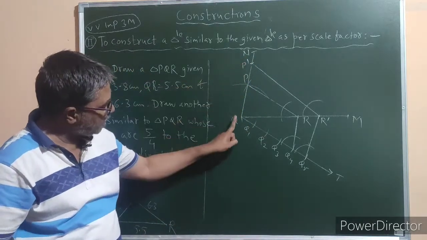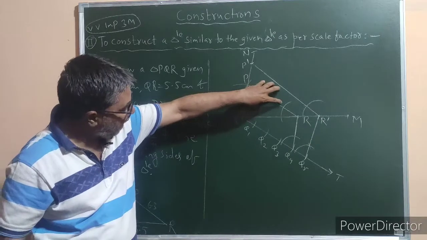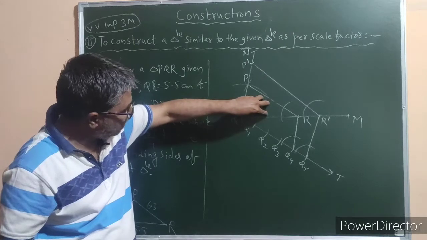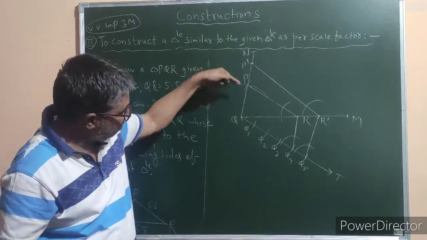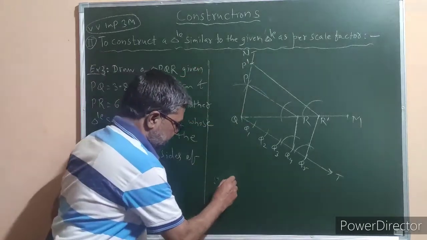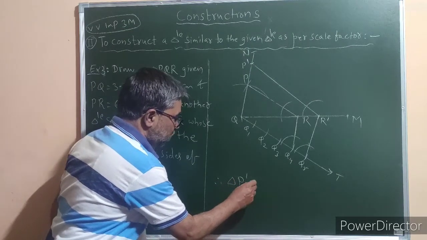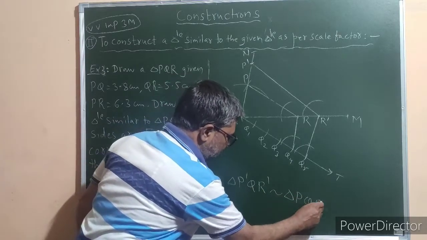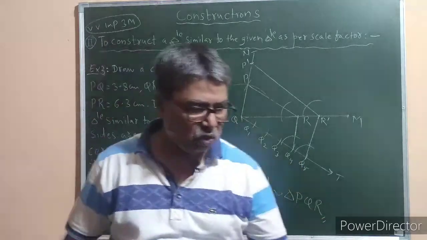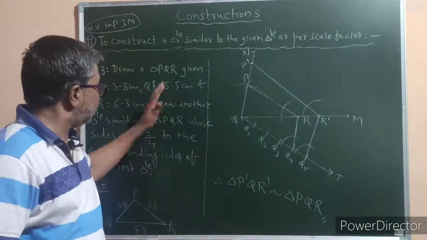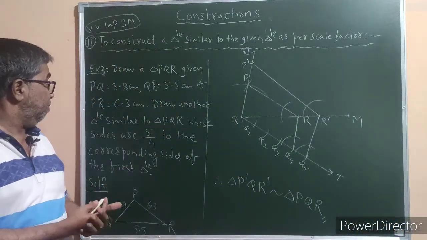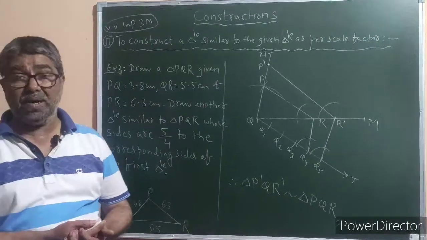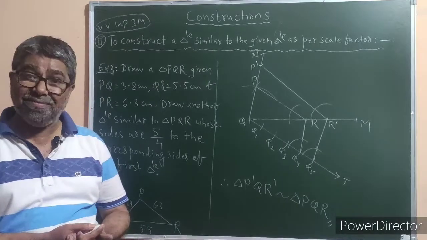Now here P dash, Q, R dash, this larger triangle is similar to this smaller triangle, or the original triangle, or the given triangle PQR. Hence right here triangle P dash Q R dash is similar to triangle PQR. So this is the solution towards this particular example based on constructing a similar triangle to the given triangle by following a scale factor.